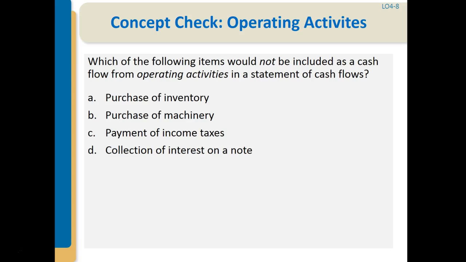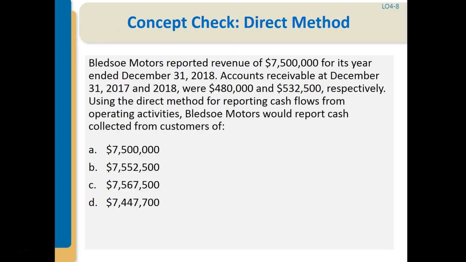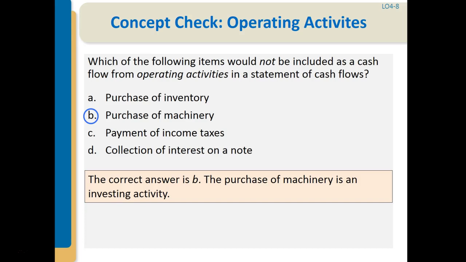Let's take a look at a question. Which of the following items would not be included as a cash flow from operating activities in a statement of cash flows? Purchase of inventory, we know would be in the operating section. Purchase of machinery, remember, that is an investing activity. The payment of income taxes and the collection on a note would be in operating activities.